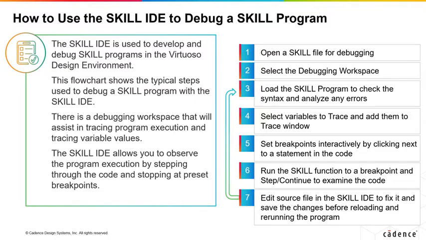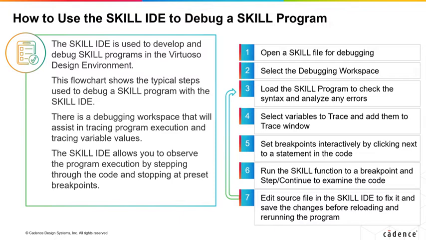Then what you'll do is you'll load the skill program. This is the same as if you loaded the program in the Command Interpreter window and it evaluated the program and provided you with feedback on any syntax errors. And then you'll have to analyze those and correct any. And again, you can do this within the Skill IDE. You don't have to go to a separate editor.